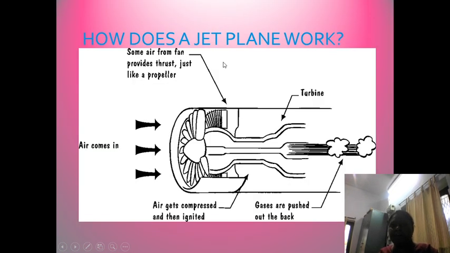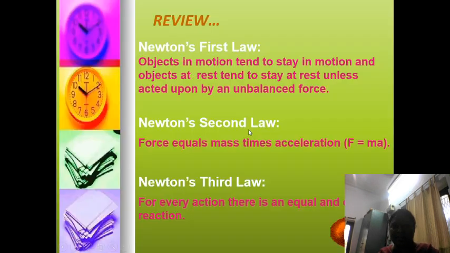So how does a jet plane work? If you see here, some air from the fan provides thrust just like a propeller. There is a turbine here. Gases are pushed out of the back of the jet, because of which air gets compressed and then ignited, and the jet plane moves in the opposite direction of the gases.